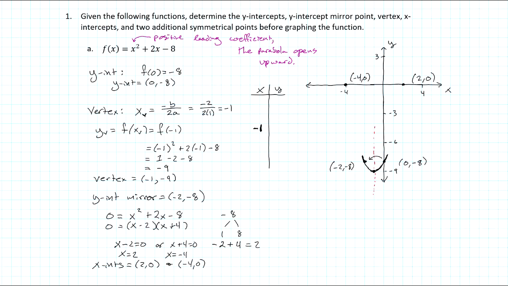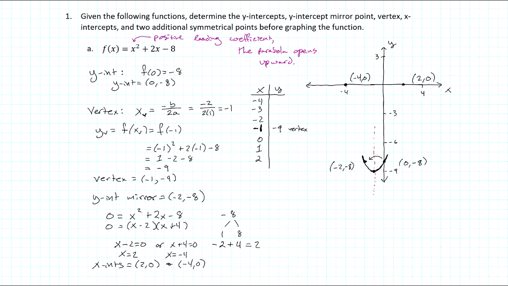And then I'm going to think, okay, if I was going forwards and backwards, I'd have negative 2 and then a 0 on the other side of it, a negative 3 and then a positive 1, and then a negative 4 and a positive 2. So that negative 1 had a y value of negative 9. This was the vertex here.